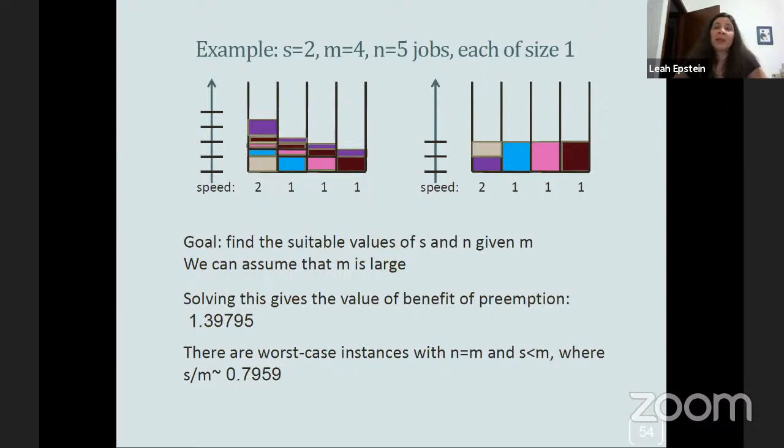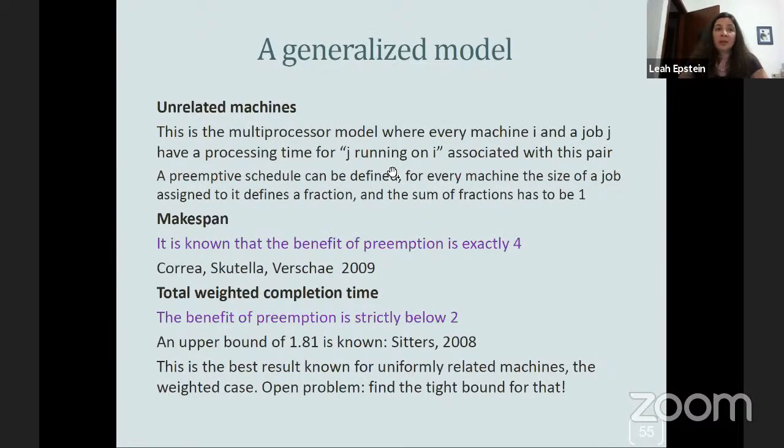So basically, it seems that the worst case is with the jobs of size 1, which we can prove. And it seems that one fast machine and many slow machines should be the worst case. But this was not clear to begin with. And you saw that for a different problem, the opposite situation was the worst case, that one machine was slow and the others were fast. So some conclusions and generalizations.